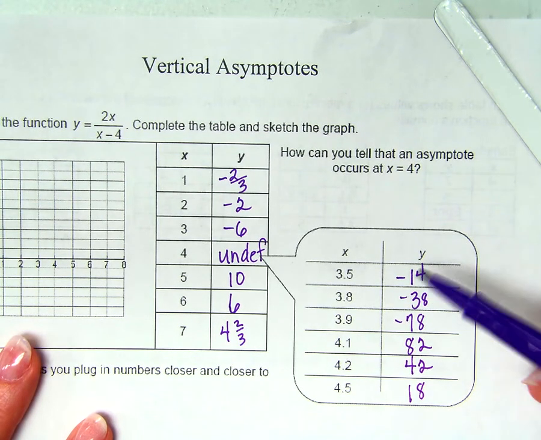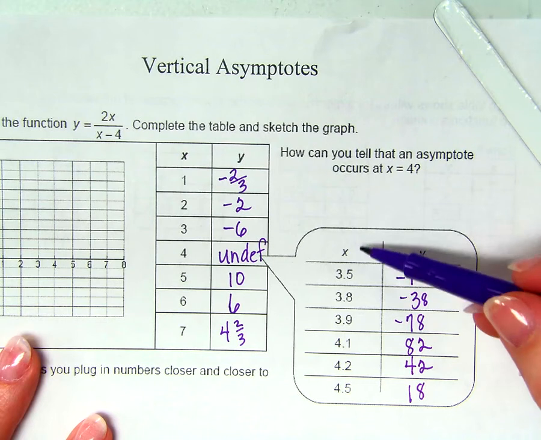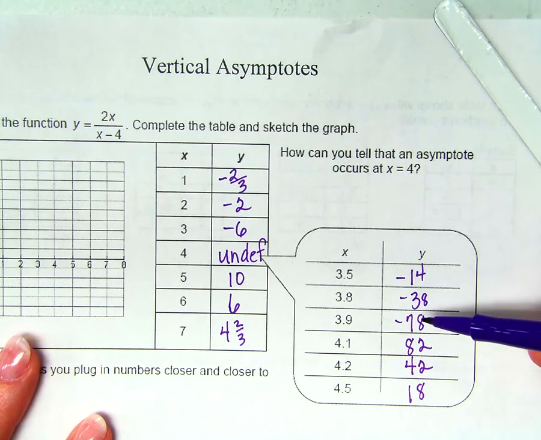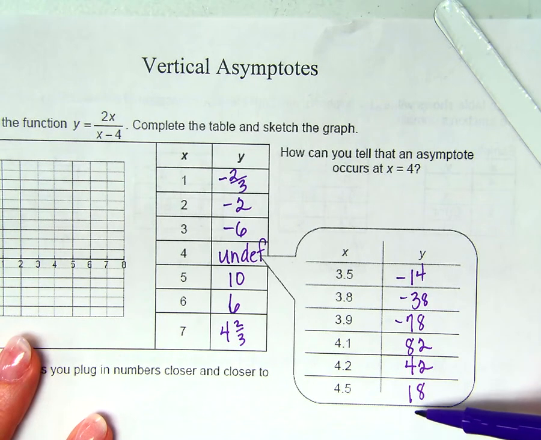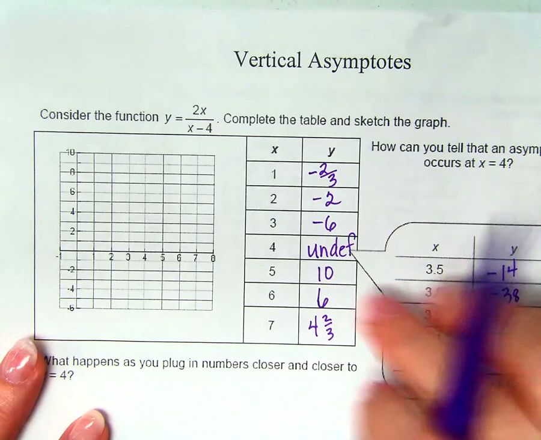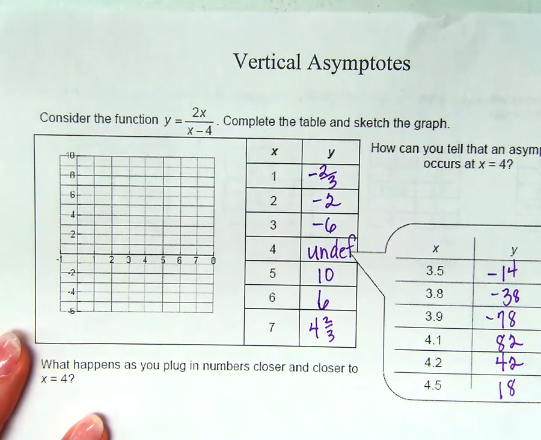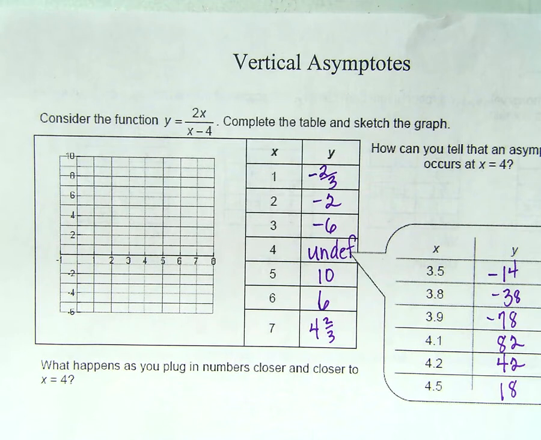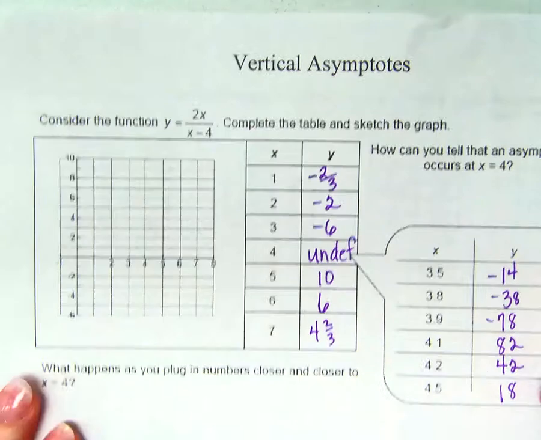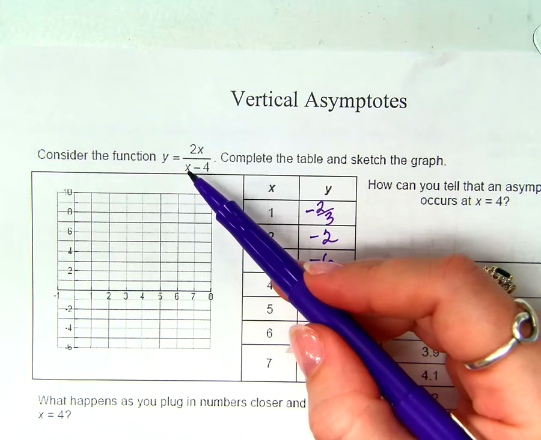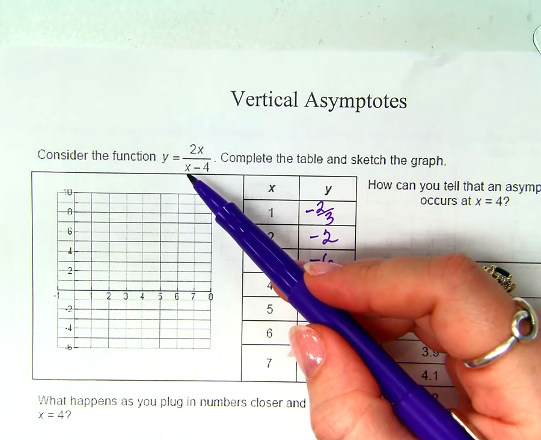So what's happening is I get closer and closer to 4 this way. It's getting smaller and smaller, isn't it? Okay? What's happening when I'm coming this way? It's getting bigger and bigger, right? So what actually happens at 4? It doesn't ever touch 4. Nothing can live at 4. Look at the equation and make sure you understand why. What happens if I put in 4 for x right there?